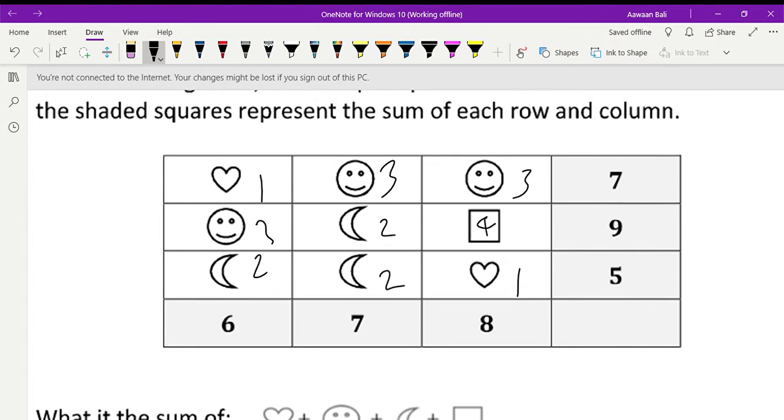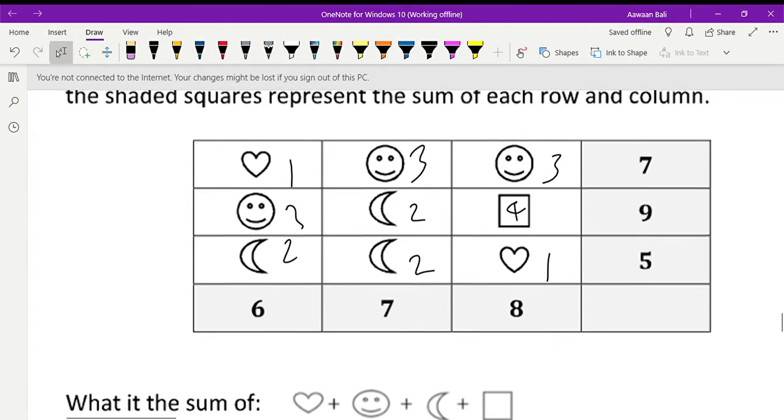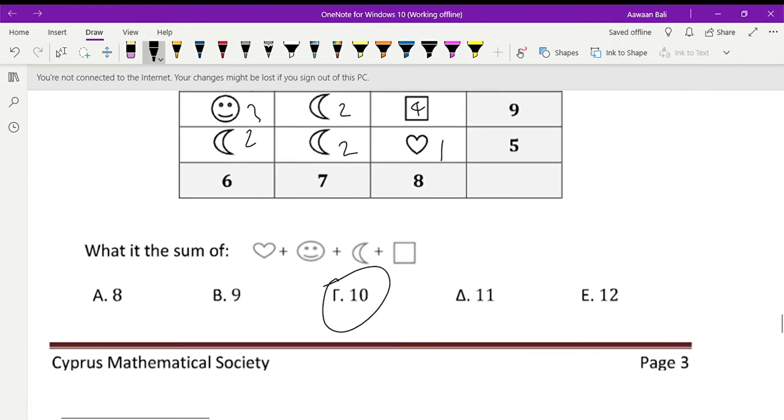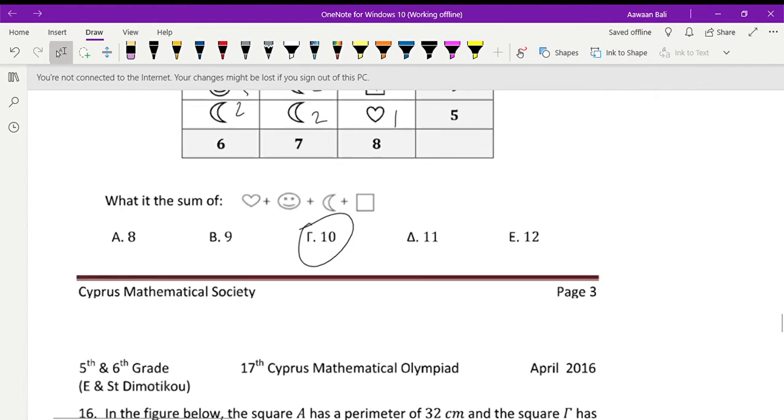So that's it. And now we know this is 6, and then 6 plus the square, which is 4. 6 plus 4 is 10. Therefore, the sum is 10, which is gamma.